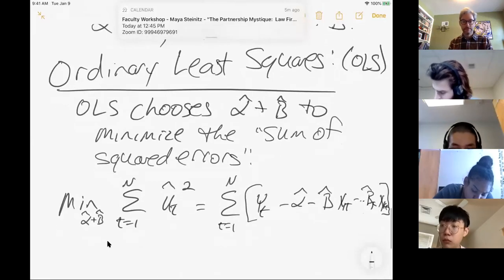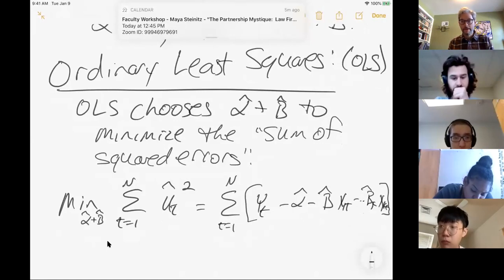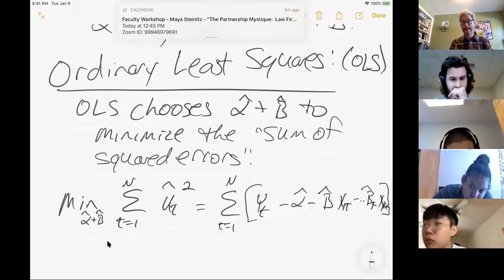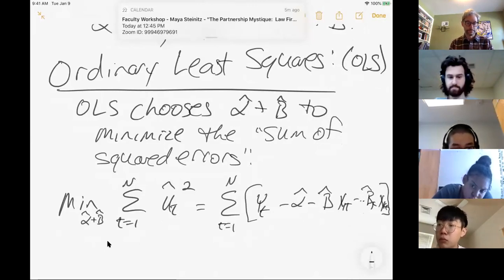So what it's trying to do is figure out what the errors are, square them, and then pick the alpha and beta hat that minimizes the summation of all those squared errors. Right?